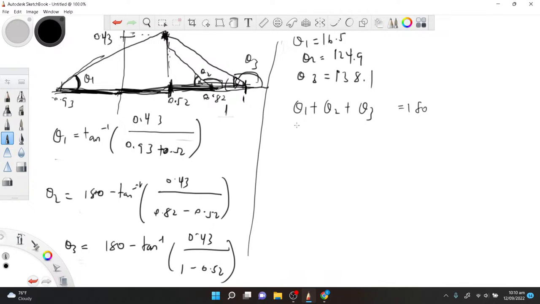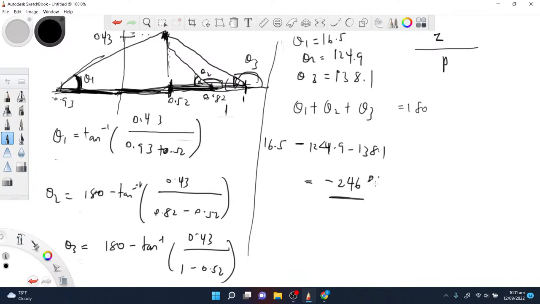Just as I was saying, zeros are on top, so zeros will make a positive angular contribution. Poles are at the bottom, so poles will make a negative angular contribution. So theta 1, this was a zero, so I'll get 16.5. Then this is a pole, so minus 124.9, then minus 138.1. So this will give me minus 246.